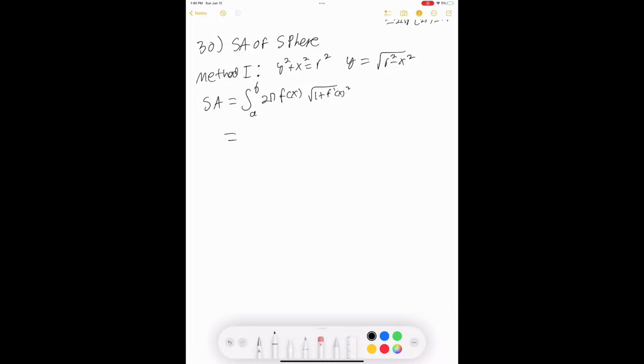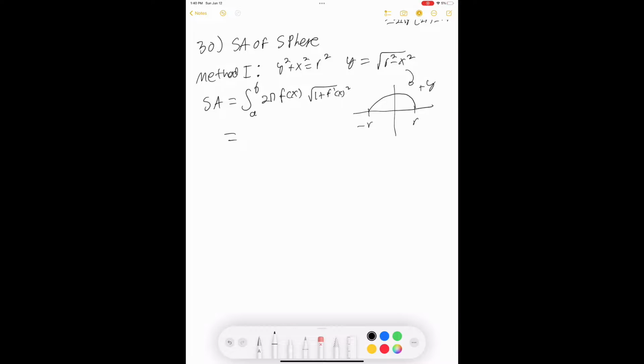And the formula for that surface area function is the integral from a to b of 2 pi f of x times the square root of 1 plus f prime of x squared. So we are going to be taking the graph from negative r to r, right, because that will give us a sphere when we rotate it around.